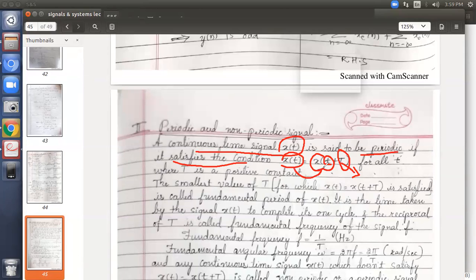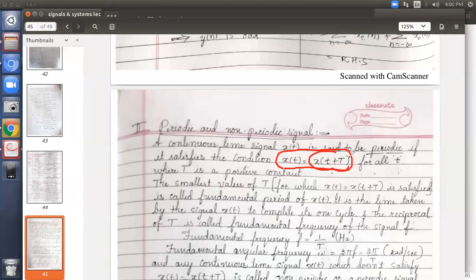What is the meaning of this equation? When a signal x of t has a time period, capital T, suppose it starts from 0. When you add this T, the signal will start repeating. Again here a time period T will come, again if you add T you will get the next instant. The meaning of the equation is that the signal x of t will repeat after the time period capital T. So if any signal satisfies this condition, then we call it a periodic signal. And what is this capital T?